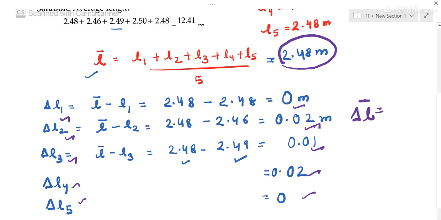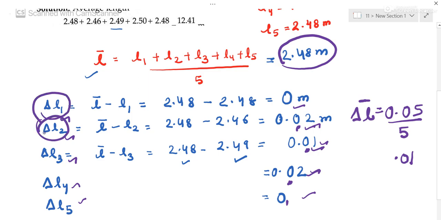Like it's 2, 1, 2, 5. Then 0, 0, 0, 0, so it is 0 and 0. So this is the sum of values and divided by 5, so it will come as 0.01. So we have added all errors, the sum of all errors, and divided by the number of readings. It is coming as this. Then you have to put units.